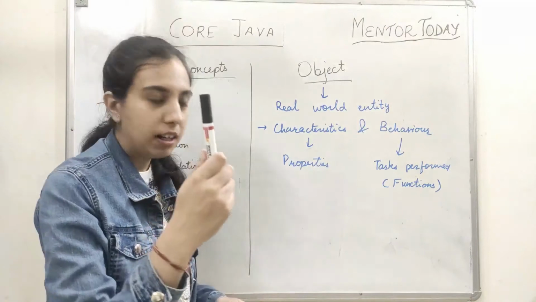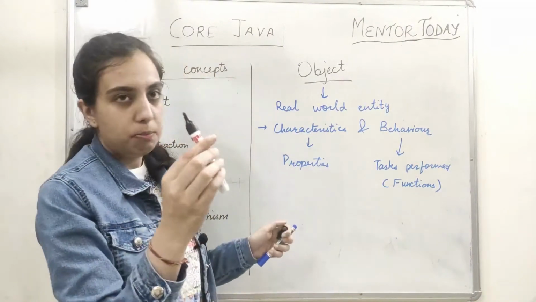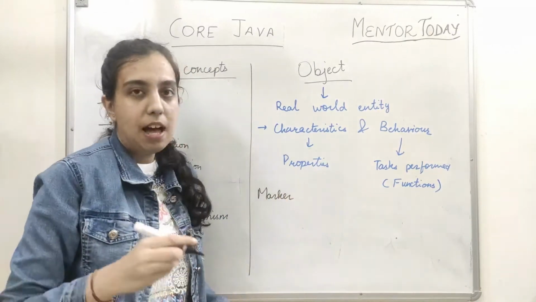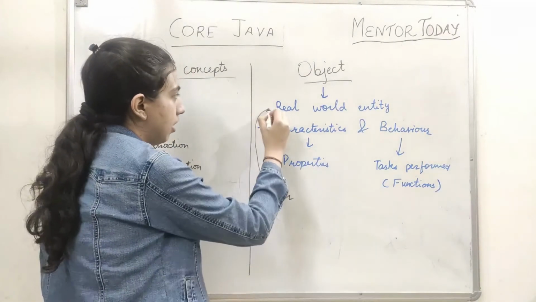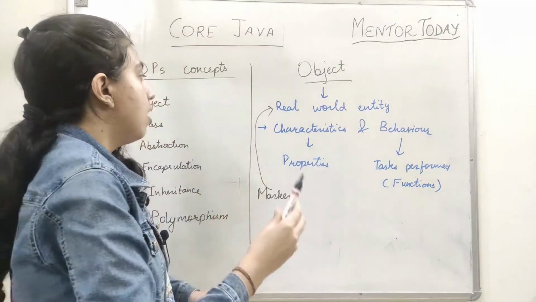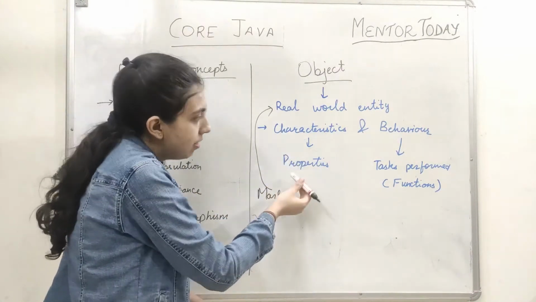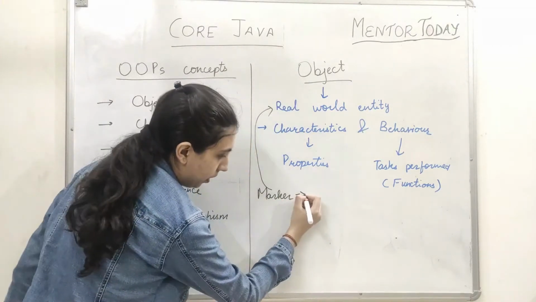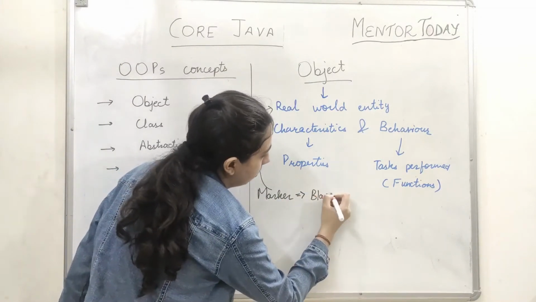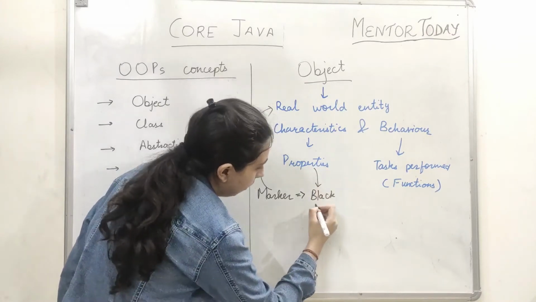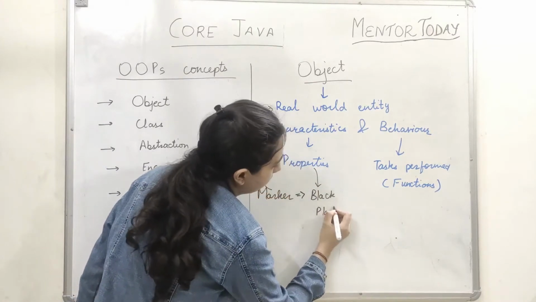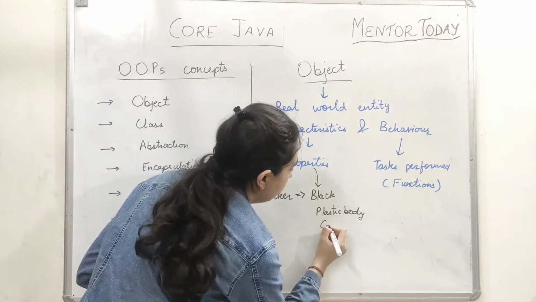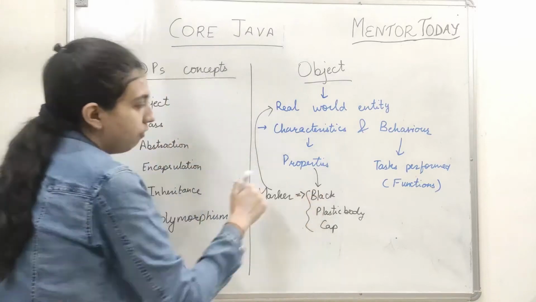For example, this marker. This marker is an object. Now it is a real world entity, right? It exists in the real world. Now it has some characteristics, that is, it has some properties, and it performs some tasks. What are the characteristics? It is black in color. It is the property. Second, it has a plastic body. It has a cap. So these three are its properties which it holds.